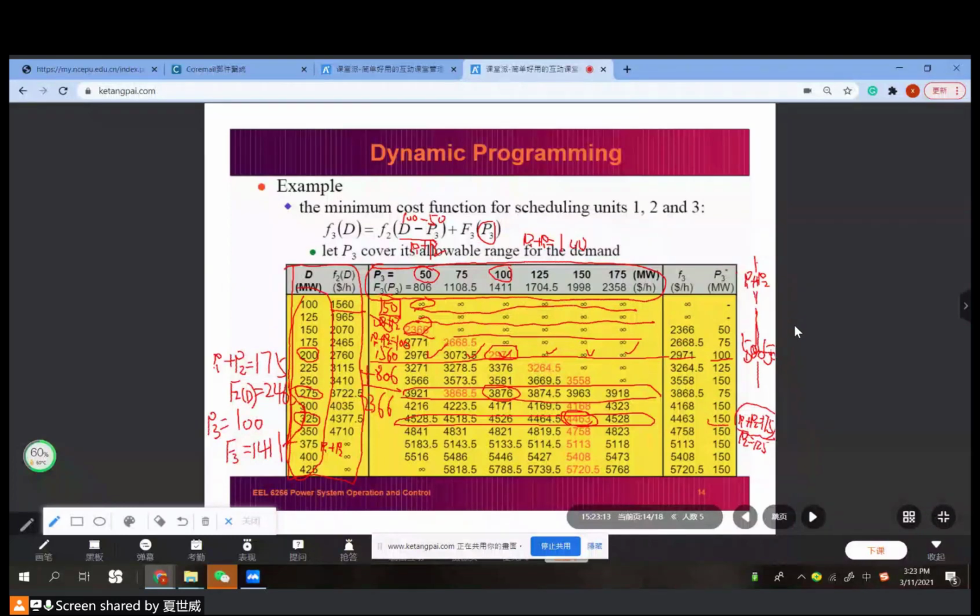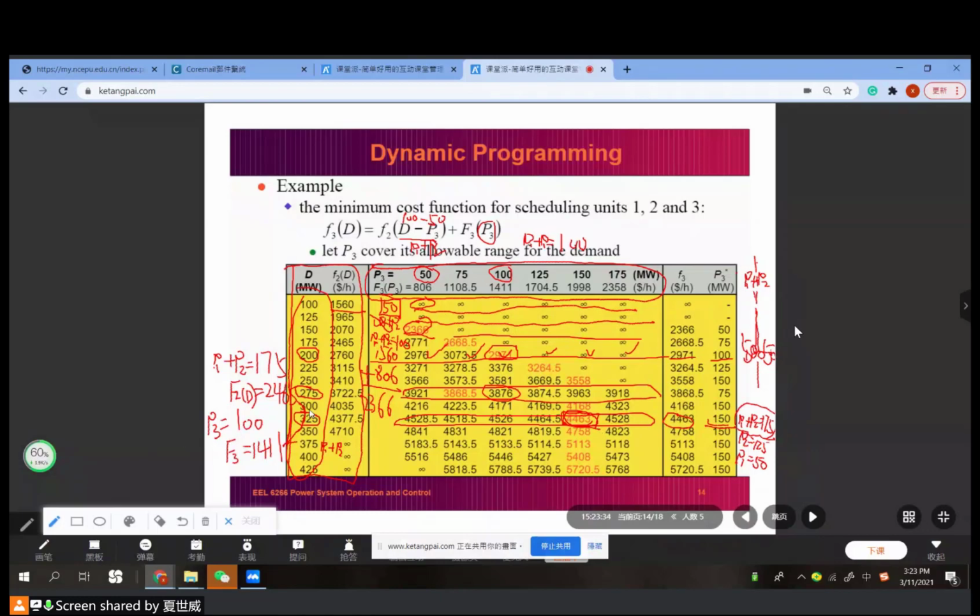125. And P1 is this minus this, so 50. So for this solution, the best solution, the best fuel cost will be this, and the generator 3 is 150, P2 is 125, P1 is 50. Okay, this is the best solution.